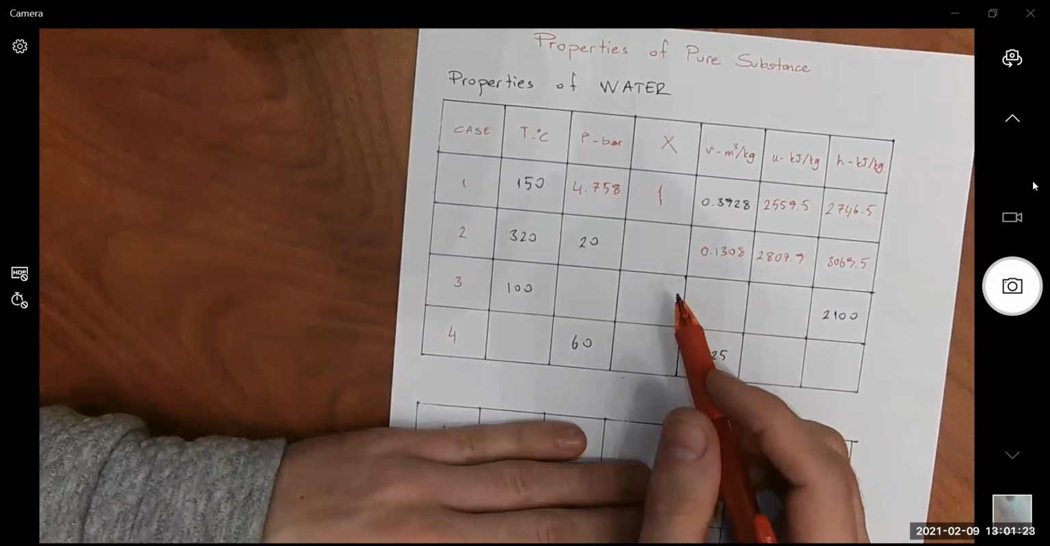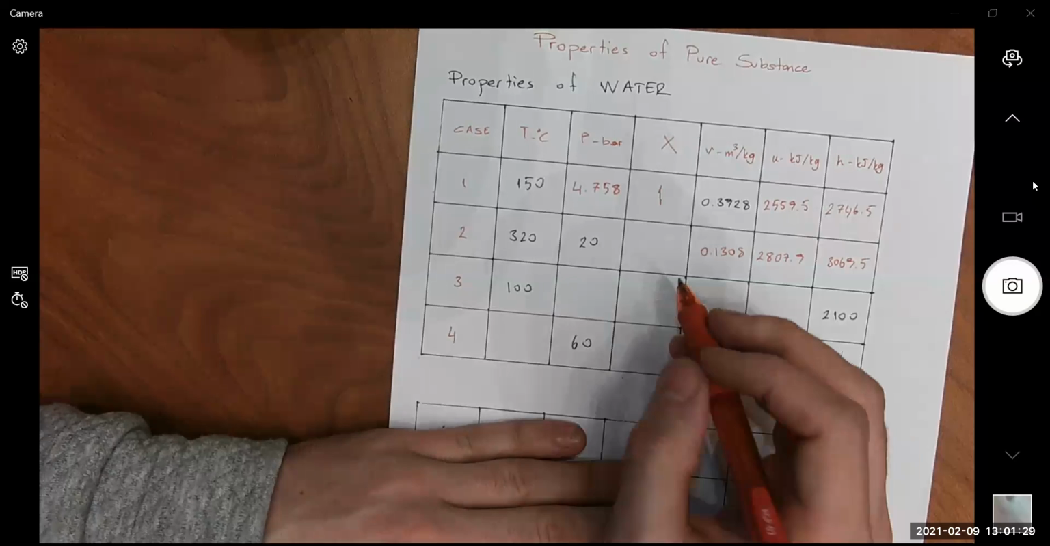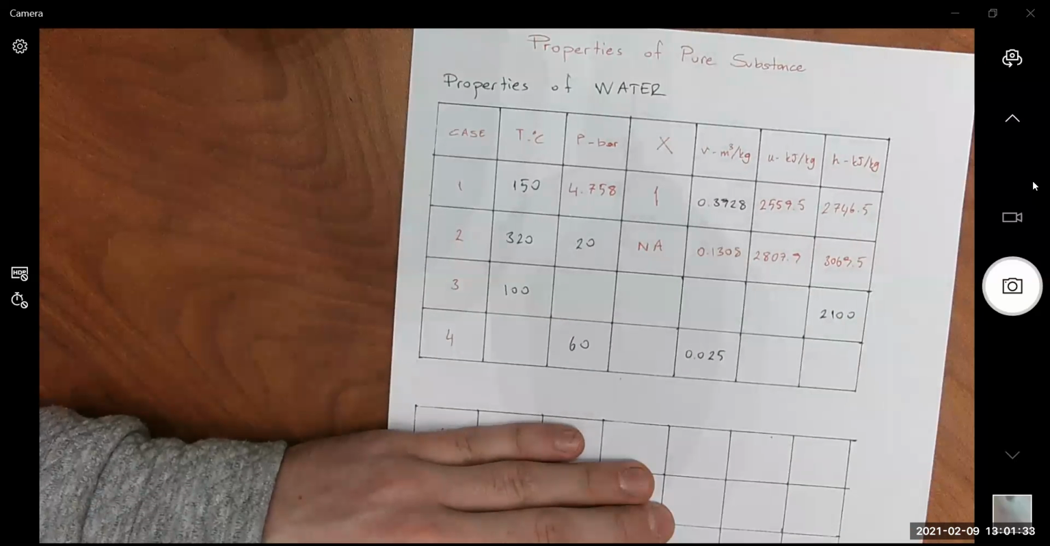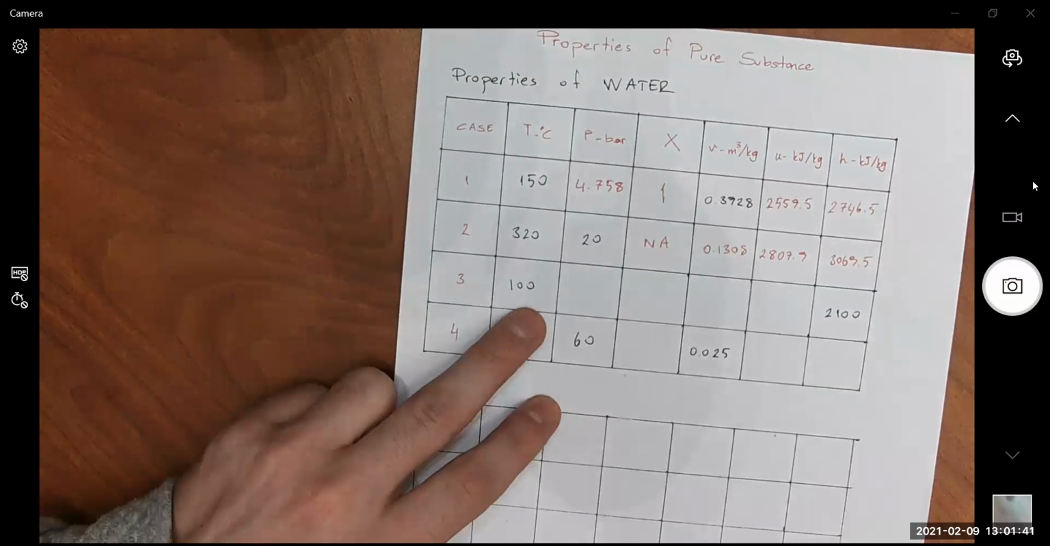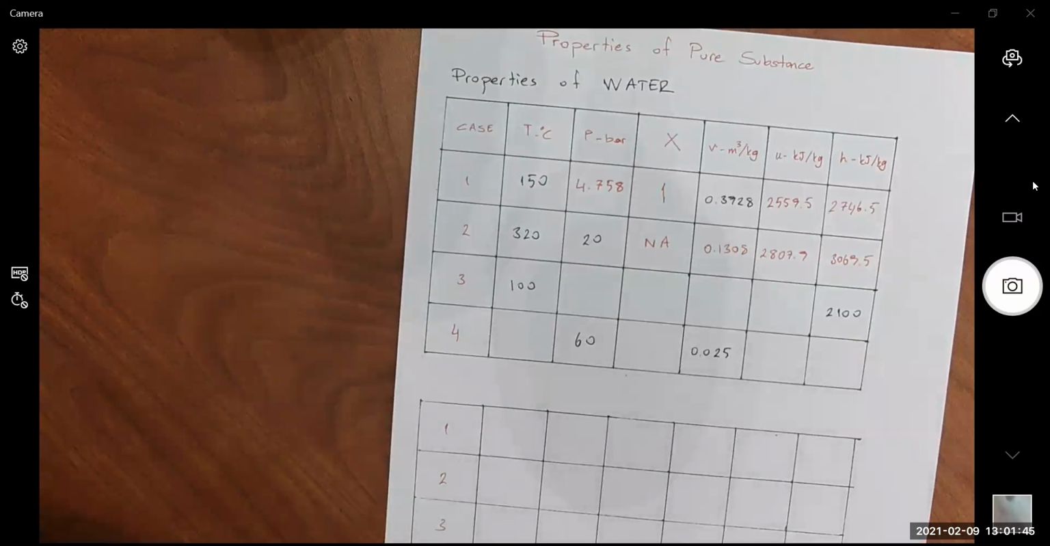For case 2, I'm left with the quality factor. What is my quality factor in this superheated region? Not exact. It cannot be defined. Right? Case 3. 100 Celsius, enthalpy is given, 2,100.